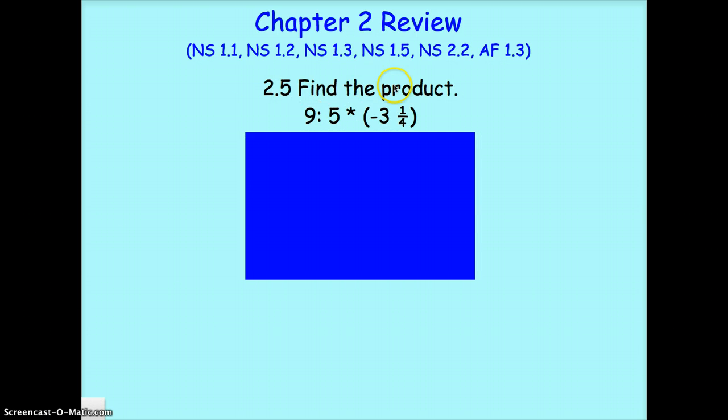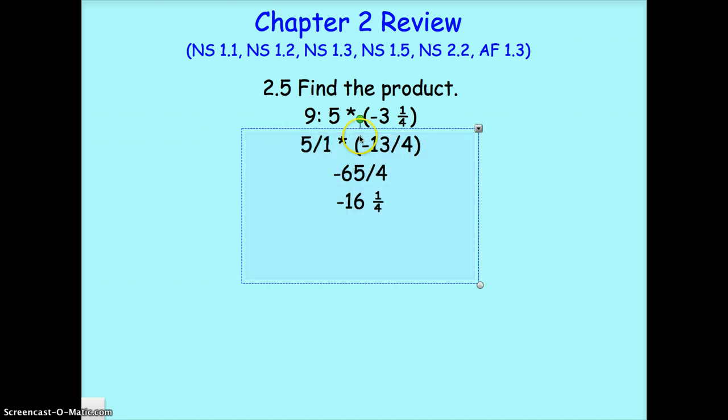2.5, find the product. Remember, now we do not have to look for LCDs. We are simply cross-multiplying. So taking a look at the answer, we need to set up 5 as 5 over 1, and we need to make negative 3 and 1/4 improper. And I can cross-multiply 1 times 13, or cross-cancel, but 1 and 13 have no common factor. 5 and 4 also have no common factor. So there's nothing that I can cross-cancel, so I simply multiply. 5 times negative 13 is negative 65, 1 times 4 is 4, and I need to make that into a nice mixed number.